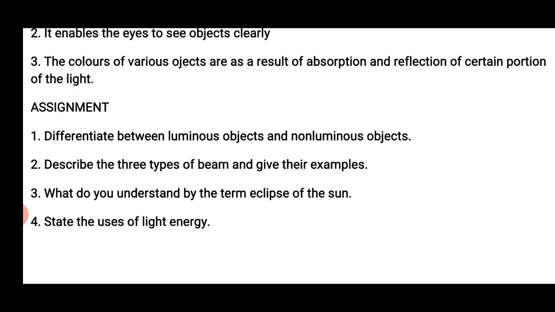Question 1. Differentiate between luminous objects and non-luminous objects. Question 2. Describe the 3 types of beam and give their examples. Number 3. What do you understand by the term eclipse of the sun? Question 4. State the uses of light energy.